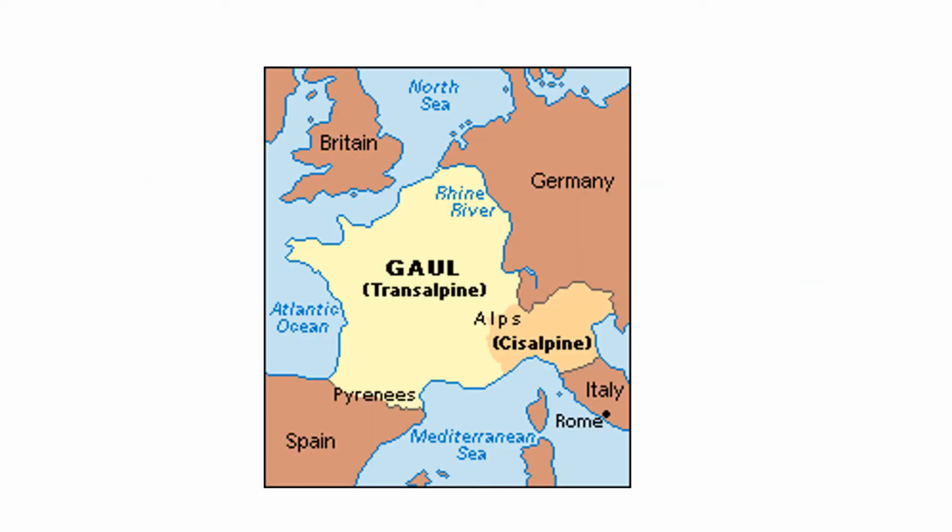So here's a map. You can see it's slightly different than what the current structure of France looks like today. So if you look where it says Gaul Transalpine, so that is a cross. And then if you see Cisalpine, that's on the other side of the Alps. So Cisalpine means other side of the Alps. So that part of northern Italy encompassed Gaul as well.